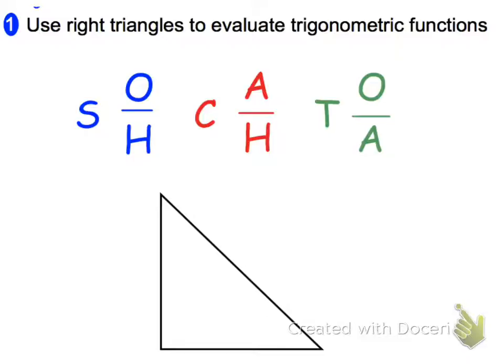Remember, it means that sine is the opposite side divided by the hypotenuse. Cosine is equal to the adjacent over the hypotenuse, and tangent is equal to the opposite over the adjacent.